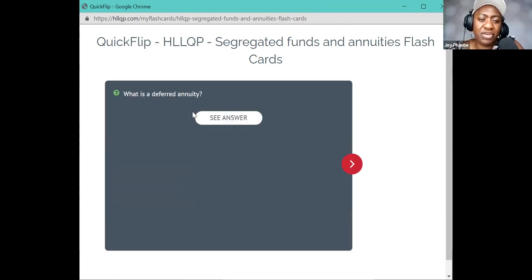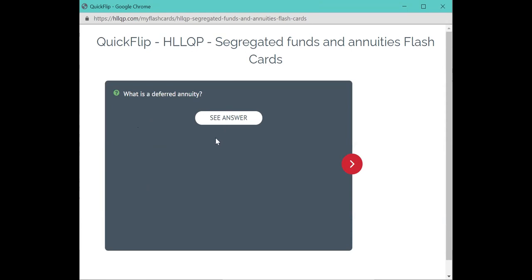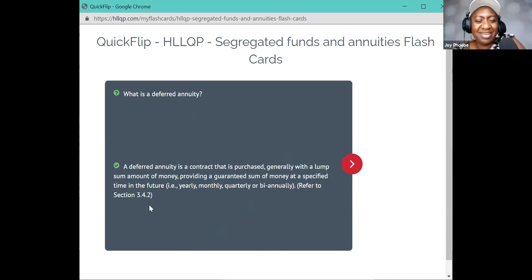What is a deferred annuity? This one is a sweet question now, right, guys? Yes, it means the annuity is deferred. You're not going to start getting paid now. You just specify when you want to start collecting the money. Exactly. A deferred annuity is a contract that is purchased generally with a lump sum amount of money, providing a guaranteed sum of money at a specified time in the future.